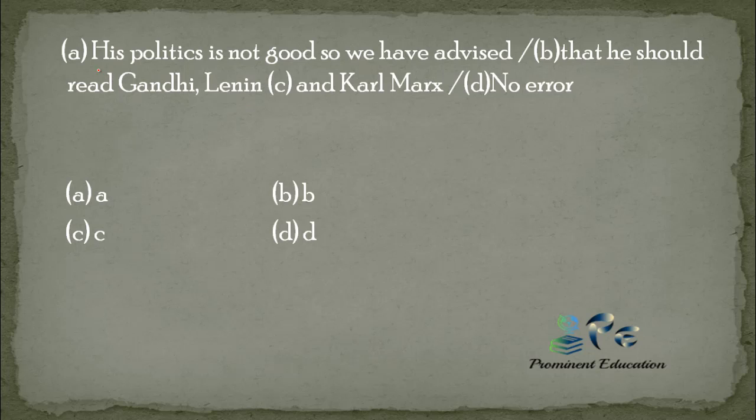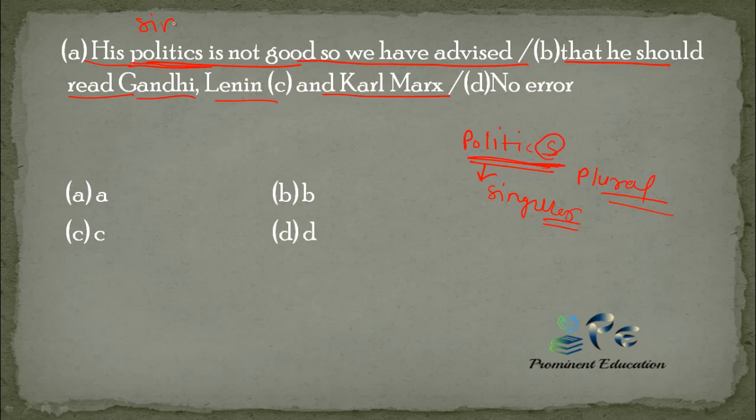Now move on to our next question. His politics is not good. So we have advised that he should read Gandhi, Lenin and Karl Marx. Now when we talk about politics, it contains s at the end, and because of this s it looks plural, but it is singular. Instead of having s at the end, it is singular, so it takes a singular helping verb. So politics is the subject, which is singular, so it would take a singular helping verb. His politics is here is singular, which is absolutely correct. The rest of the parts are also individually correct, which gives you the answer of this question as D, which means no error in the sentence.